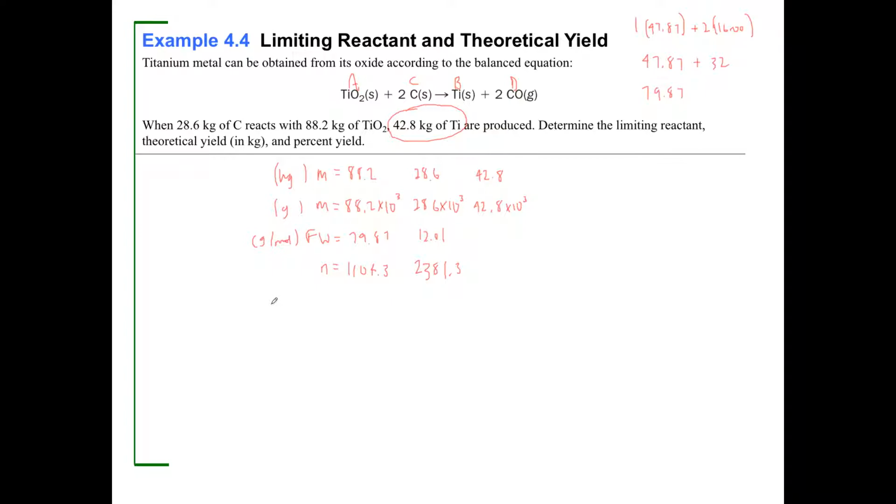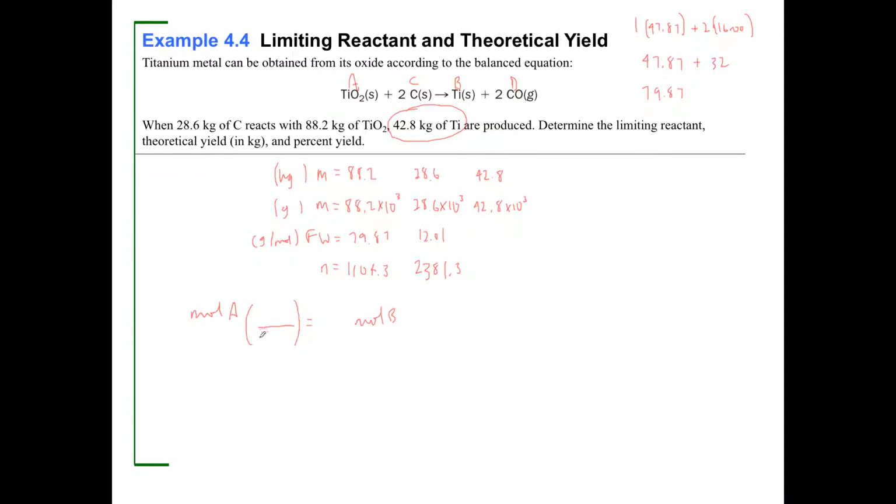All right, so the first thing we're going to do is find our limiting reagents. So we're going to say if I've got a certain number of moles of A, and I'm using B for titanium, right?